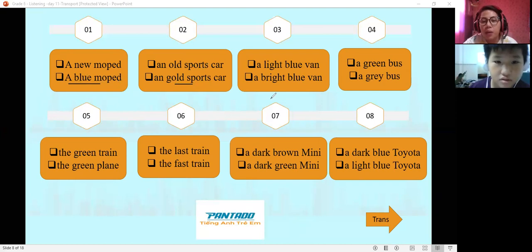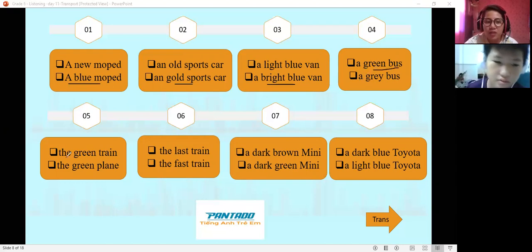Gold box car. Okay, how about number 3? A light blue van or a bright blue van? A bright blue van. Okay, how about number 4? A green bus or a gray bus? A green bus.